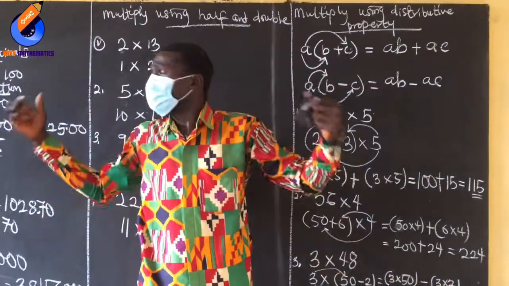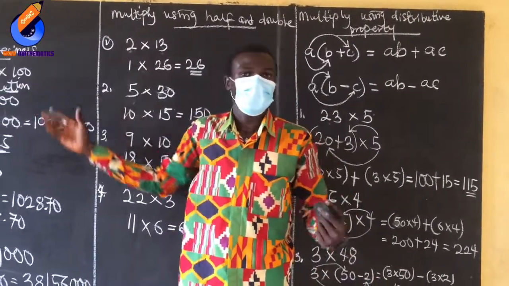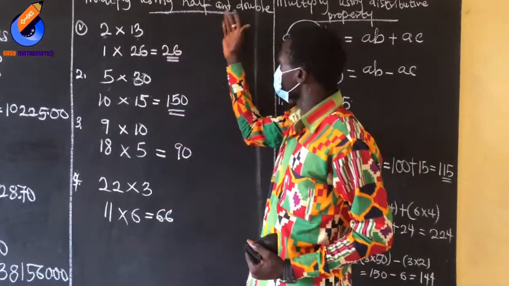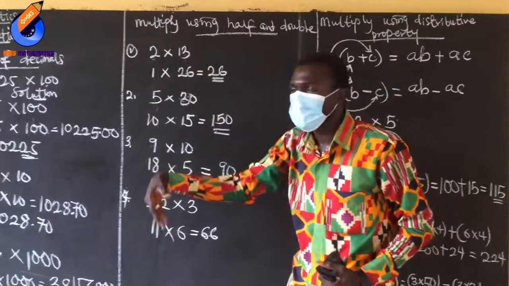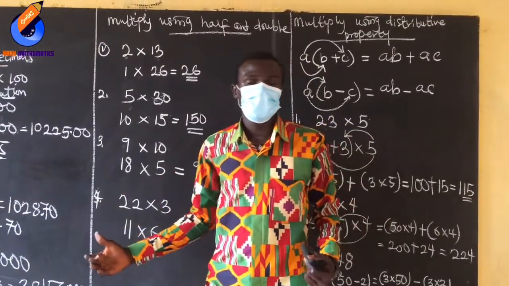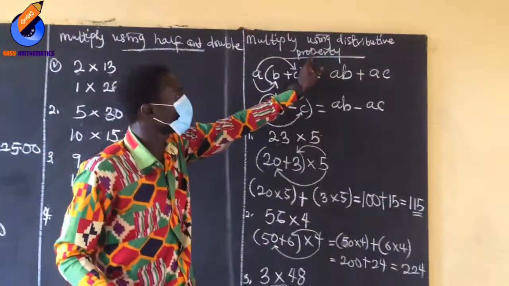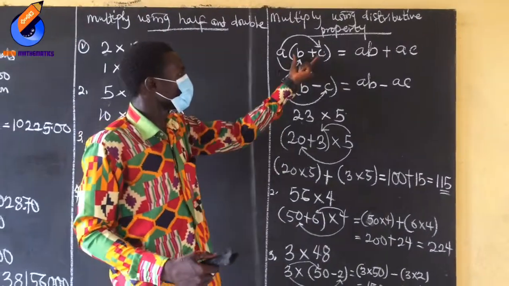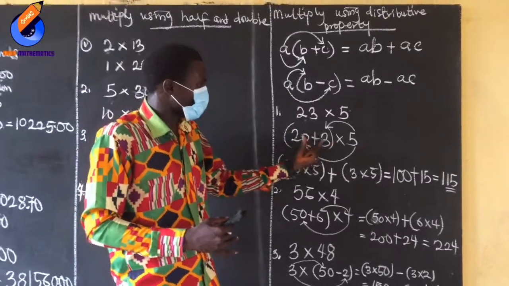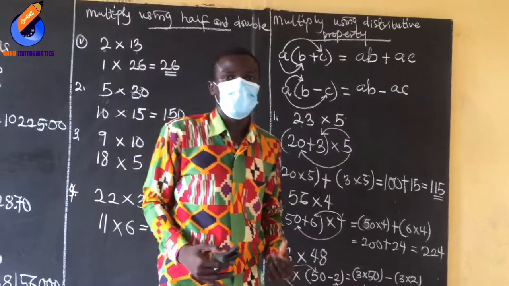So this is how you multiply numbers using these methods. If you are asked to use the half and double method, you just halve one number by dividing by 2 and double the other by multiplying by 2, then multiply. But when you are asked to use the distributive property, you have to split the number with 2 digits. Make sure that whatever you split, at the end it gives you the number. Either you use addition or subtraction, then you get your answer.